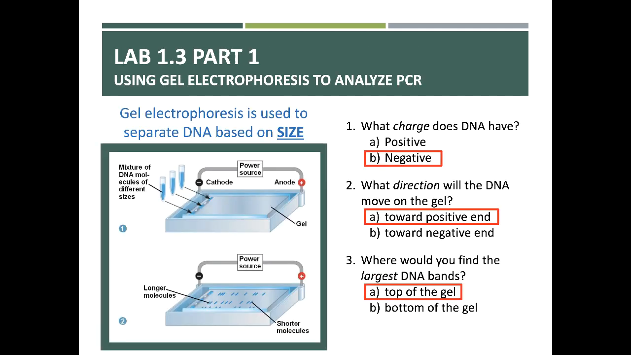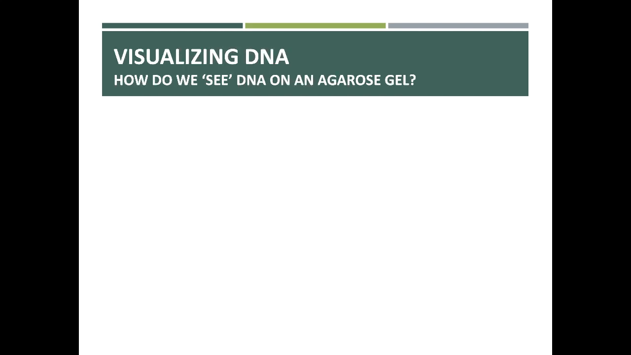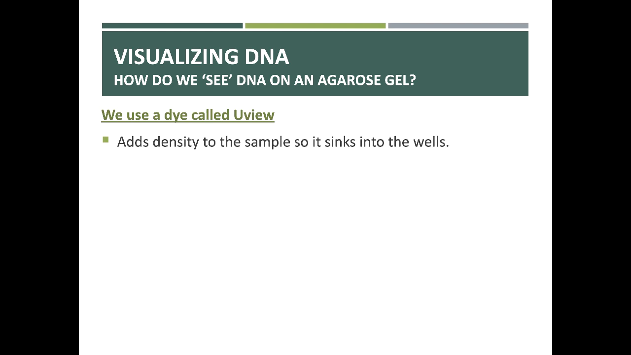Just to go back to this slide here, the next thing we're going to talk about is how do we see these bands? They just don't appear as you're watching. It'd be kind of cool if as you were running it, you could see the DNA move. So how are we going to visualize the DNA in the gel? We usually use a dye that is called UView. It provides density to the sample, and that's really important. We'll talk about that in a moment, but that density allows the DNA to sink to the bottom of the wells and not float out.